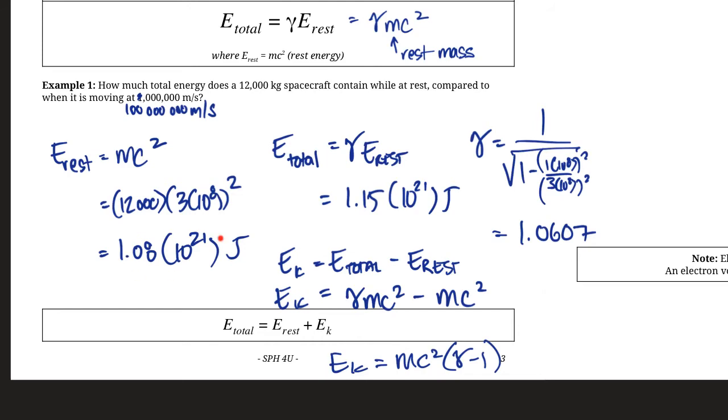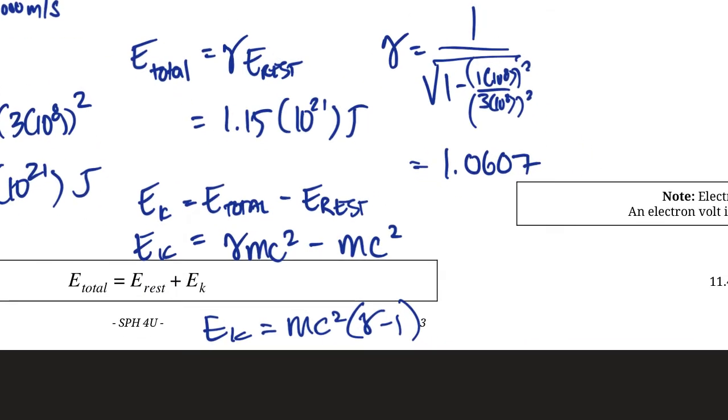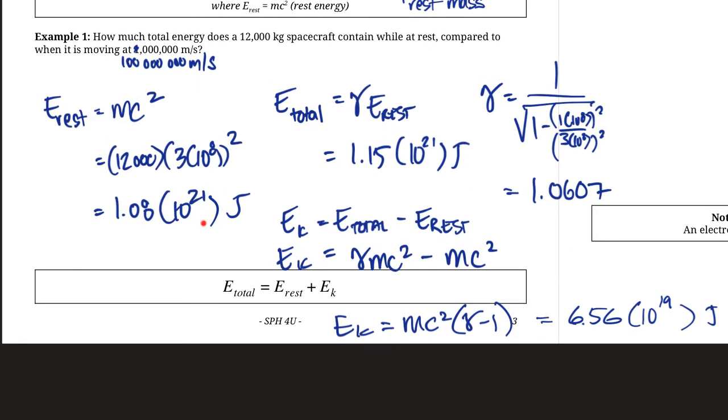And the thing is, I rounded both of these answers, so if we use this one, we might get less rounding error. So let's try it. Let's throw in what we know here and see what we get. According to my calculation, we get 6.56 times 10 to the 19 joules. Still a big number, 10 to the 19 joules, but it's 100 times smaller than the rest energy of this object. And 100 times smaller is not that much smaller.